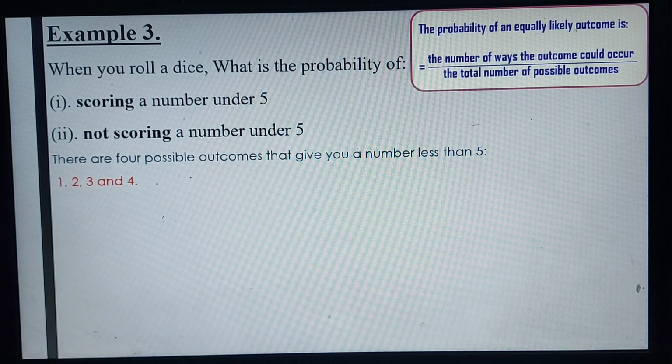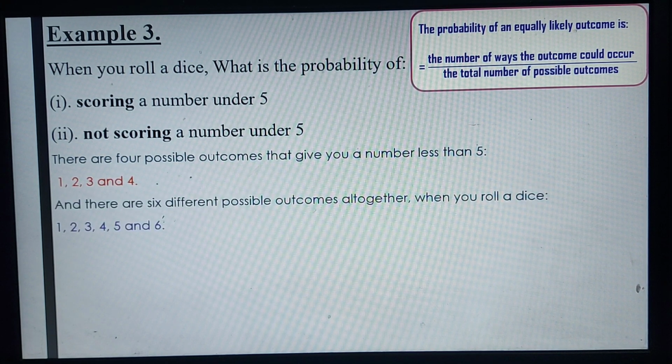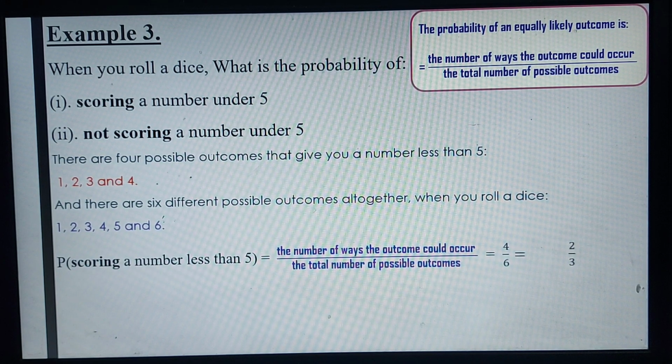That is the number of ways the outcome could occur. So there are 4 possible outcomes that give you a number less than 5. That is 1, 2, 3, and 4. And the total number of possible outcomes you can get in a dice is 6, because you have a dice numbered from 1 to 6. So to find the probability of scoring a number less than 5, you simply do the number of ways the outcome could occur, which is 4, divided by the total number of possible outcomes. You have 6 faces in a die, so that is 4 divided by 6. Then when you simplify, you get 2 over 3.